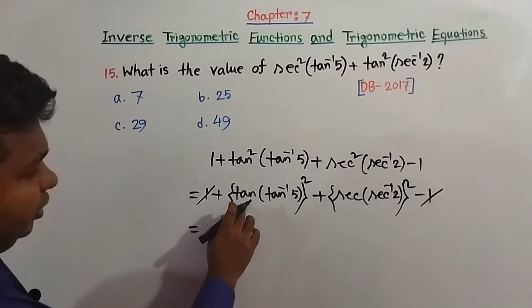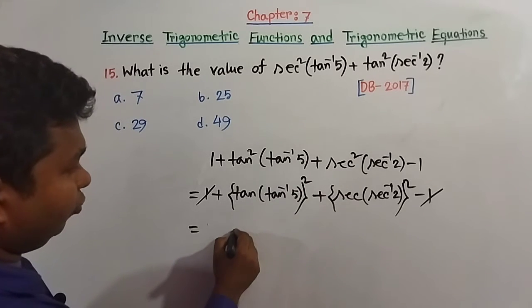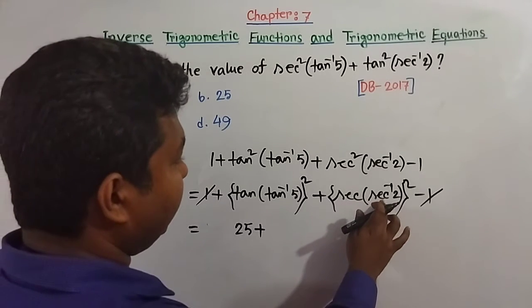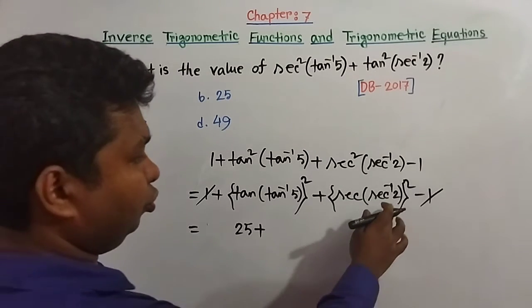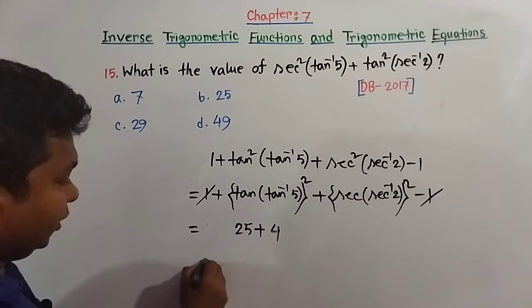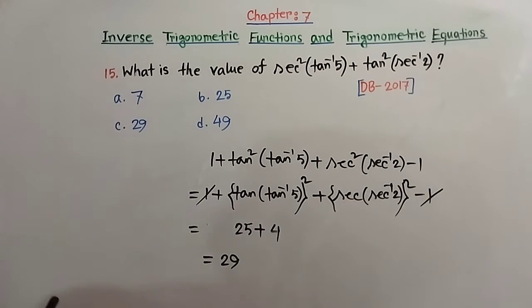here tan and tan inverse will be cancelled, so it will be 5 whole square, that is 25, plus here sec and sec inverse will be cancelled, so 2 square equals 4. So 25 plus 4 equals 29. So our required answer is option C, that is 29.